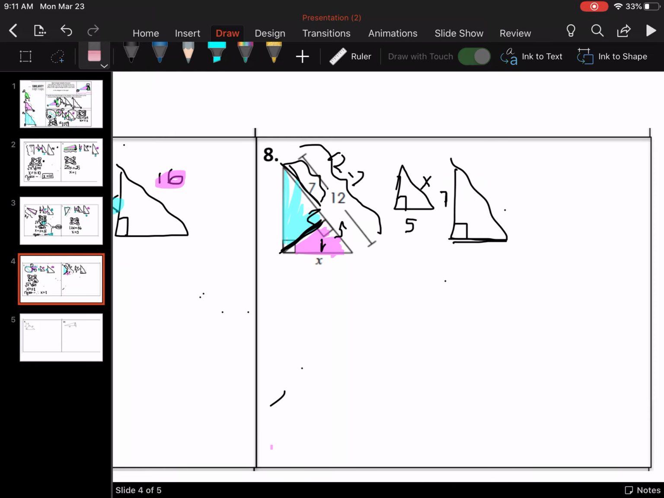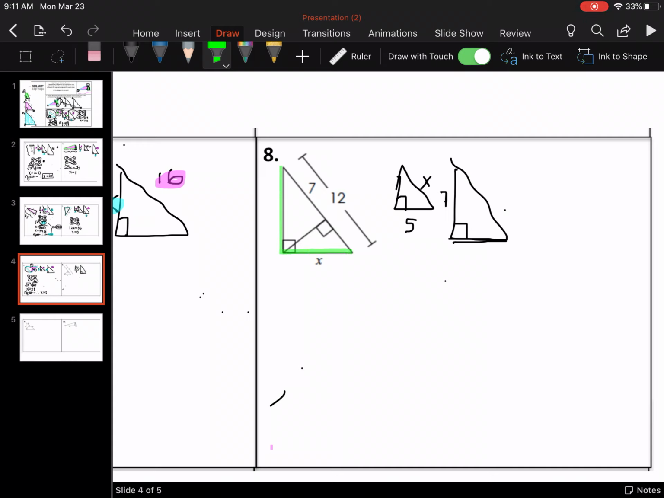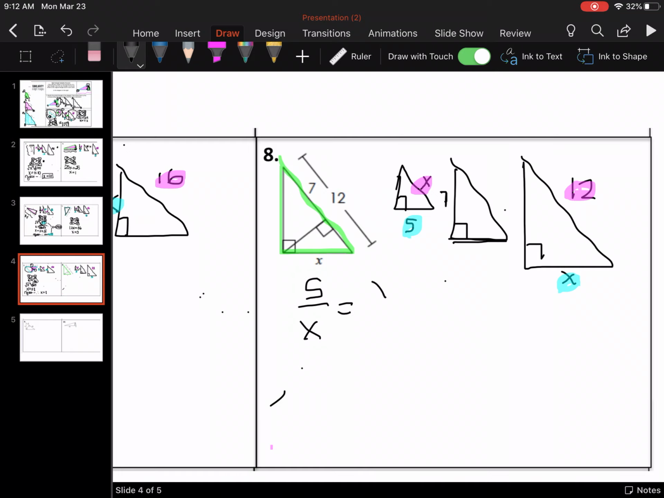Alright, erase all of this to see the bigger picture. Do some green. Okay, so in terms of the bigger picture, hypotenuse is 12, the shortest is x. All right, so we needed that 5. Good thing we got it. So bottom, bottom, hypotenuse, hypotenuse. Bottom, bottom, 5 over x equals hypotenuse, hypotenuse, x over 12.